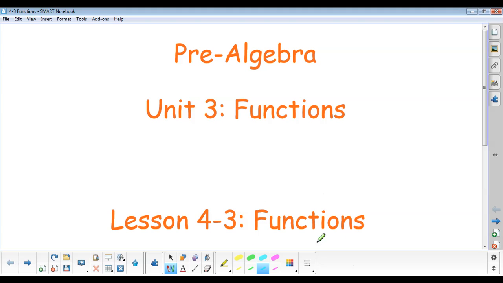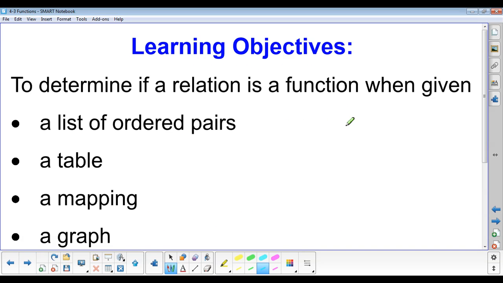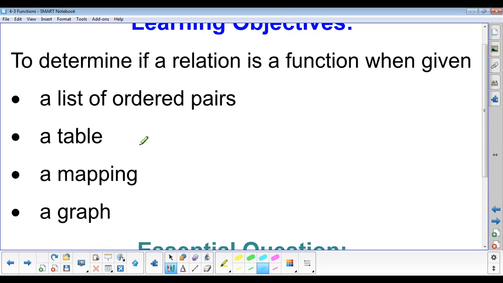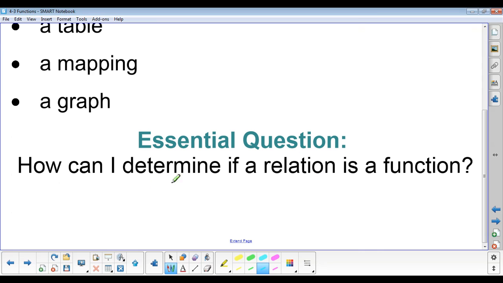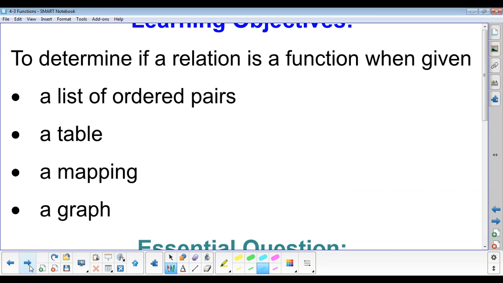Today we're going to be talking about functions, a word we've been using for the last few weeks, but that we're going to get into in more detail today. So our learning objectives are to determine if a relation is a function when given a list of ordered pairs, a table, a mapping, and a graph, and we're going to be able to determine if those relations are functions.